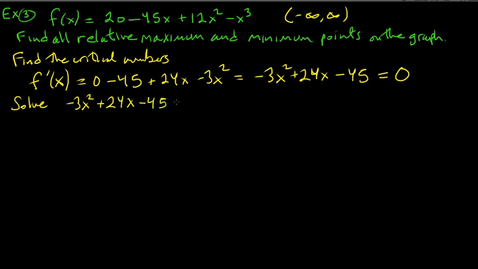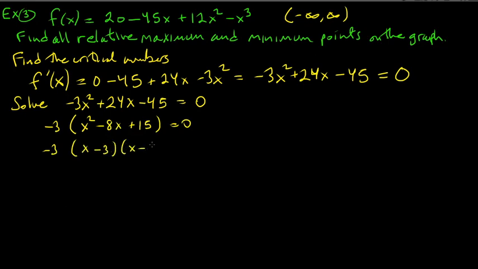And you could do it any way you want. You can use the quadratic formula. I'm going to factor out the negative 3 first, if it's okay with you. Plus 15, yep. So I recognize we can factor this as x minus 3 times x minus 5. So we get x equals 3 and x equals 5 as our critical numbers. Okay, and you'd get the same two numbers if you use the quadratic formula.